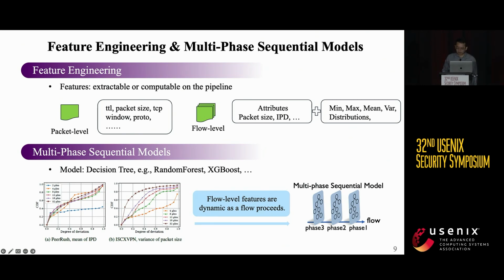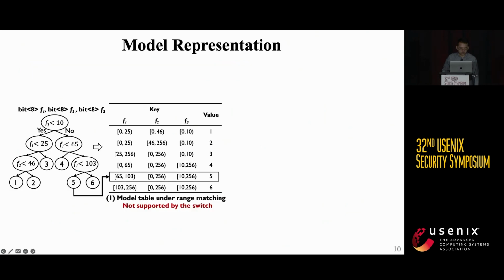We observe that flow-level features are dynamic as a flow proceeds. For example, the variance of the packet size when 4 packets are received will differ greatly from the variance when 16 packets are received. Thus, we design a multi-phase model architecture to apply different models at different phases of flows. Then, we transform the model into flow tables in the data plane efficiently.